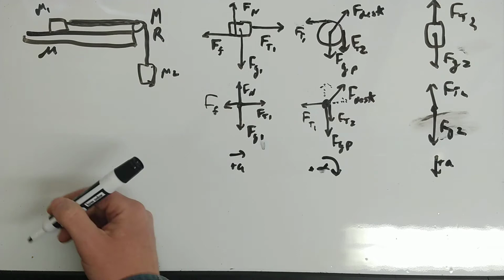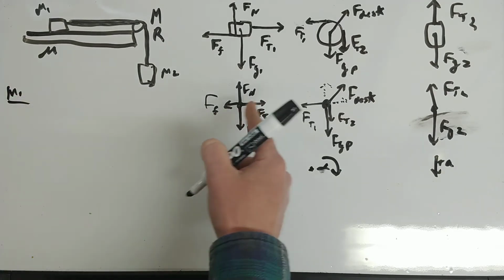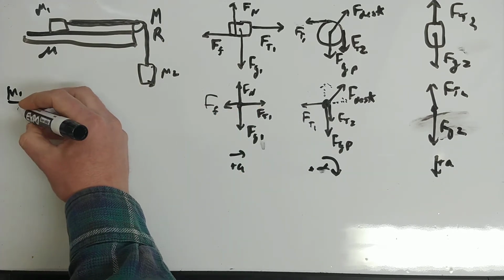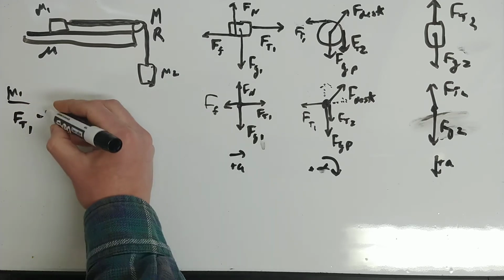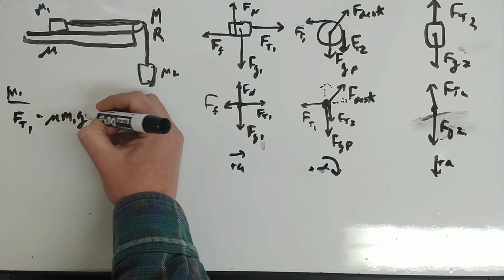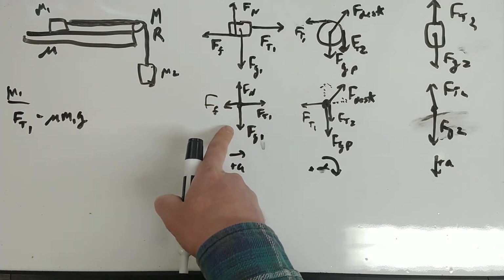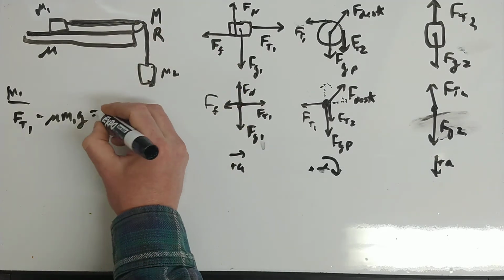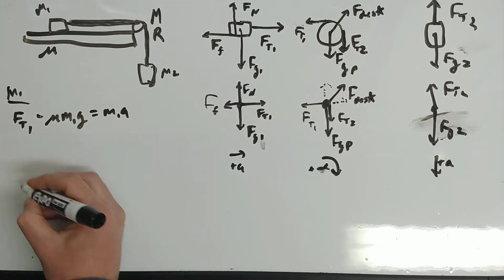So for mass 1, I'm going to write it over here on the side. The direction that matters is the x direction, and to the right is positive for this guy. So Ft1 minus force of friction, I'm going to go ahead and write mu m1g. I know that the force of friction is mu times Fn. I know that Fn has to equal m1g because it's not accelerating up or down. Equals m1a. Great. Let me give it a little space there.